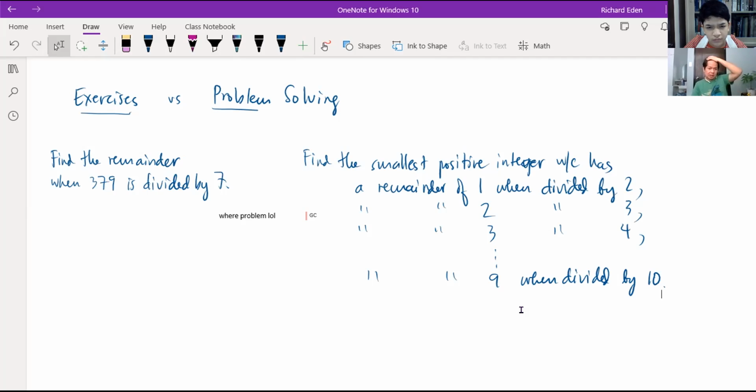But then of course you have all these other clues which we may not be sure how to use. It has a remainder of 3 when divided by 4. It has a remainder of 6 when divided by 7. We don't really know exactly how to approach it at the start. And that's the real hallmark of solving a problem. And exercises are easier to solve.